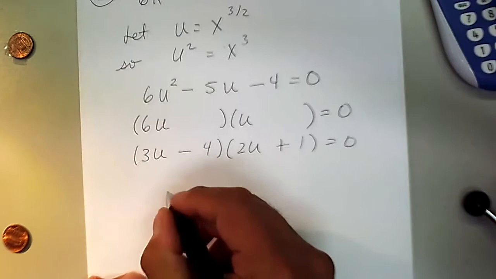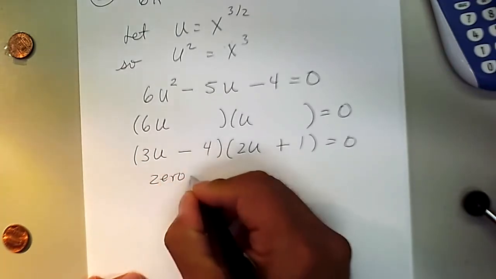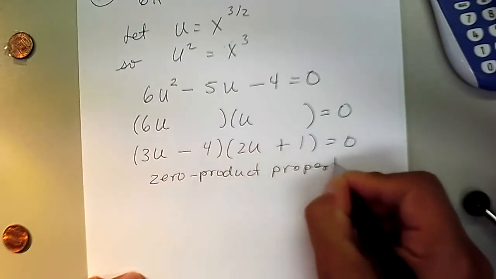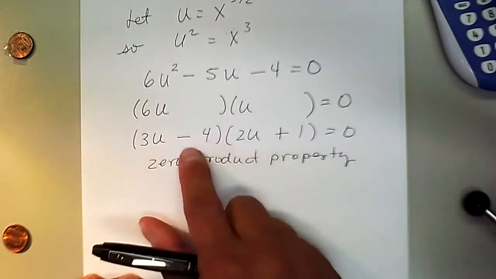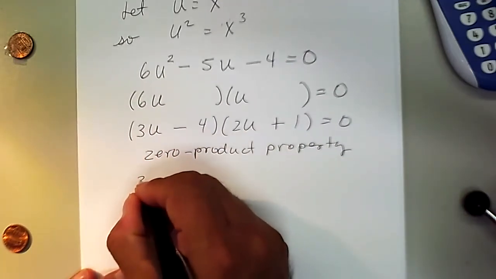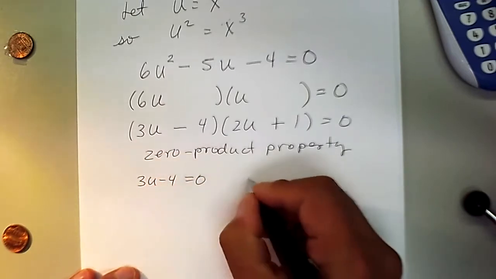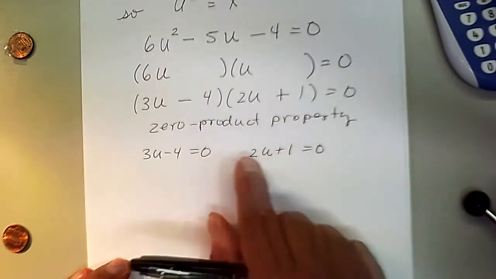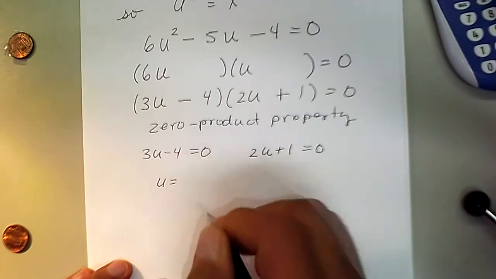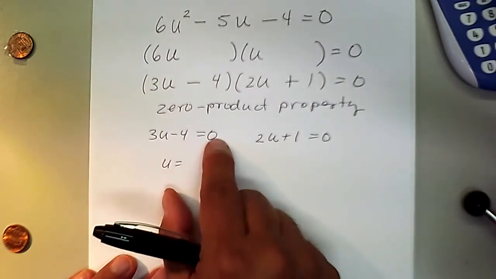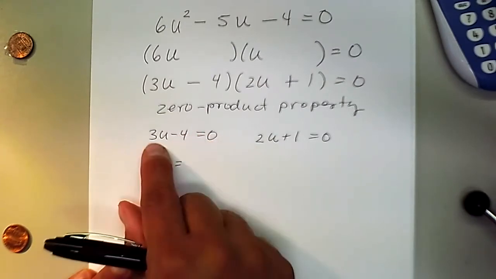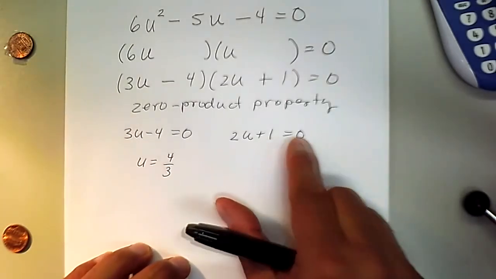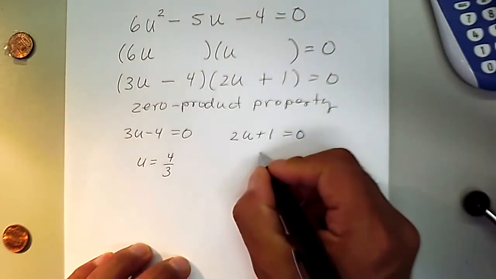Okay, so we use the zero product property and realize, well, 3u minus 4 is 0, 2u plus 1 is 0. Those are the possibilities. So I'm going to do 2 steps in one. I hope that is okay. Add the 4 to both sides of the equation, and then divide by 3. I'm going to do the same thing here. We're going to move the 1 to the other side of the equation, and then divide by 2.